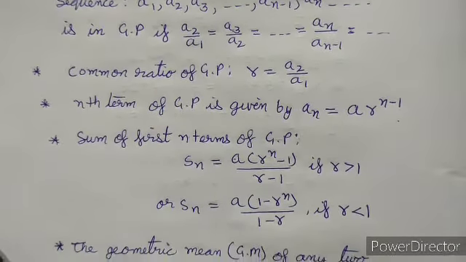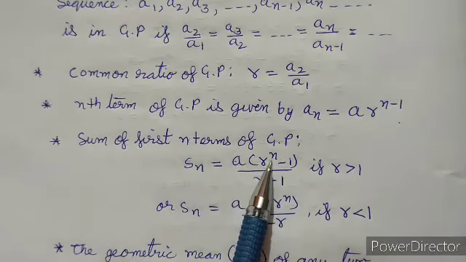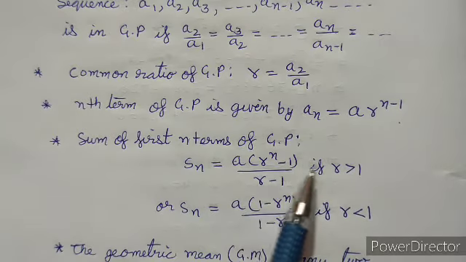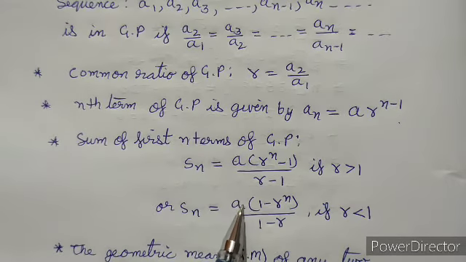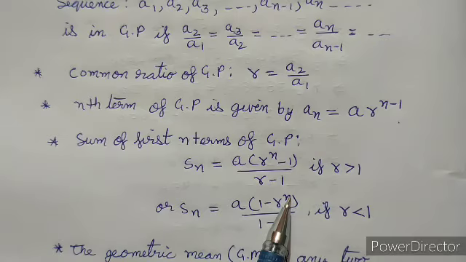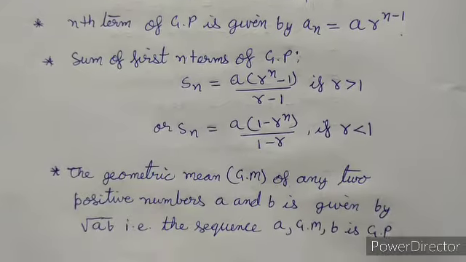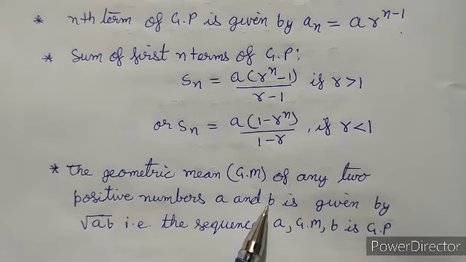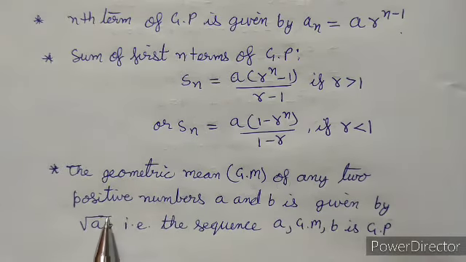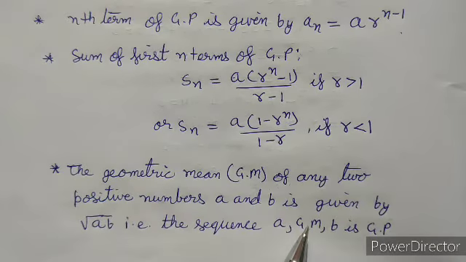The sum of n terms of GP, that is Sn, is given by A into R raised to power n minus 1 upon R minus 1 if R, that is the common ratio, is greater than 1, and A into 1 minus R raised to power n upon 1 minus R if R is less than 1. The geometric mean or GM of any two positive numbers A and B is given by root of AB, that is, the sequence A, geometric mean and B is always in GP.